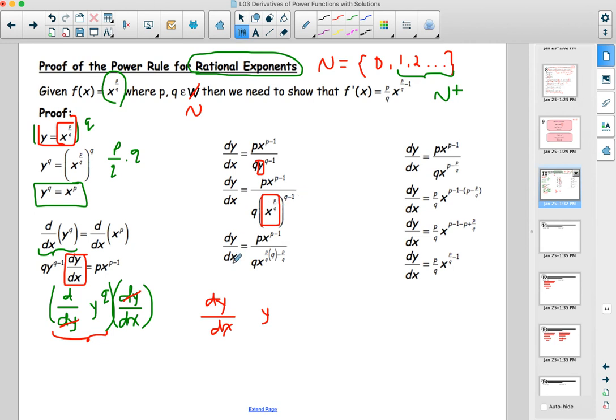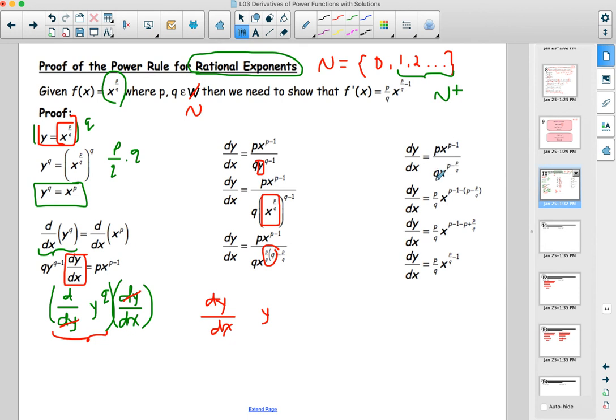Now dy by dx would be equal to q times a power of a power. I'm going to multiply those. So p over q times q minus 1. So that becomes p over q times q minus p over q. This just becomes p. So I now have dy over dx is p times x to the p minus 1 all over q times x to the p minus p over q.